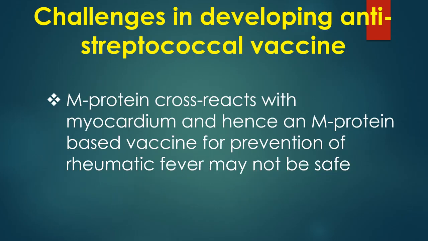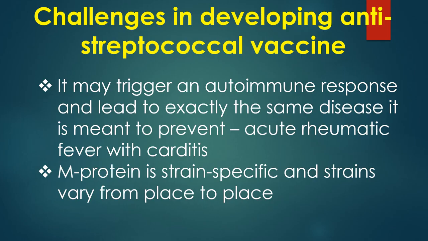M protein cross-reacts with the myocardium, and hence an M protein based vaccine for prevention of rheumatic fever may not be safe. It may trigger an autoimmune response and lead to exactly the same disease it is meant to prevent, that is acute rheumatic fever with carditis.